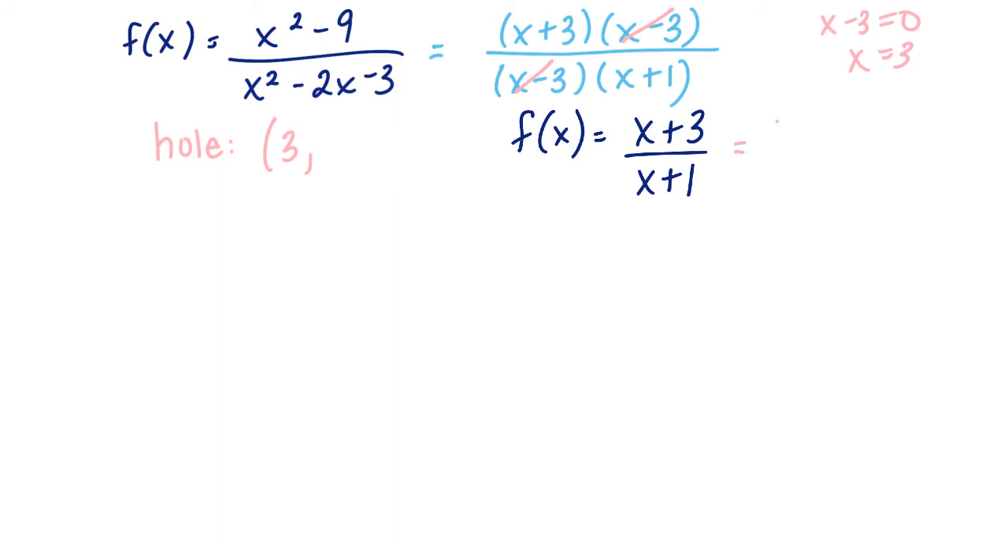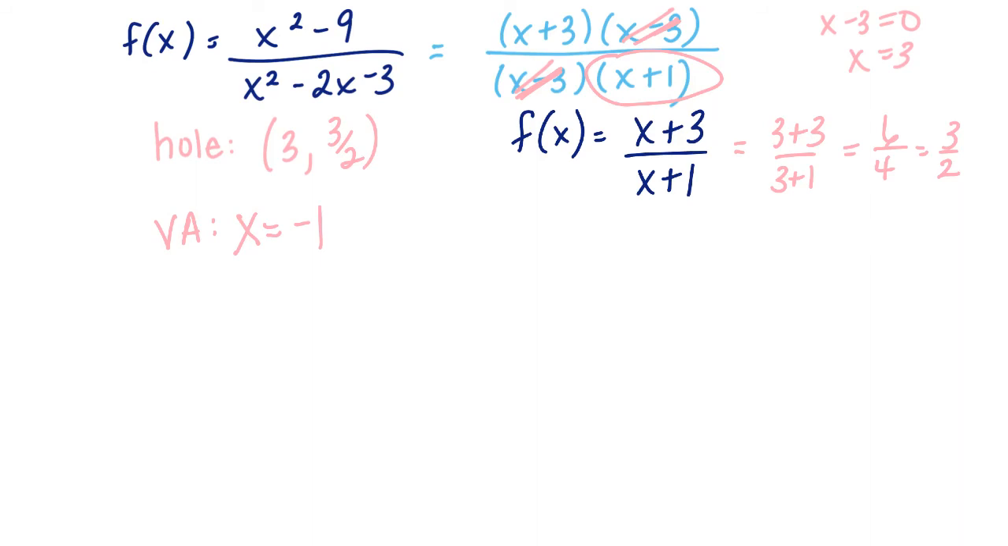When I plug 3 in, 3 plus 3 is 6. 3 plus 1 is 4. I get 3/2. Now, let's look at the vertical asymptote. Where is the vertical asymptote? Because these factors canceled out, the vertical asymptote is now just right here in the denominator. So x equals -1 is the vertical asymptote because it's from the simplified denominator.